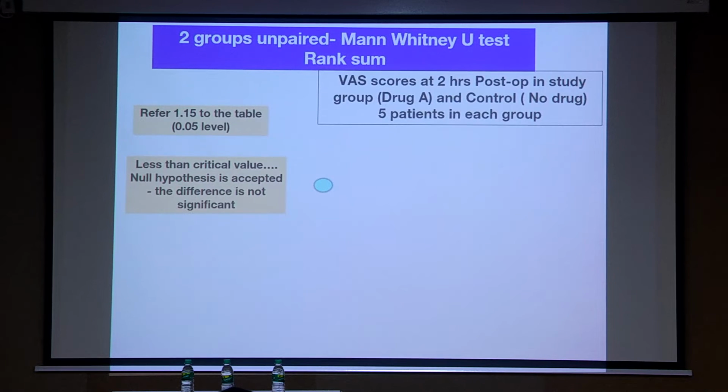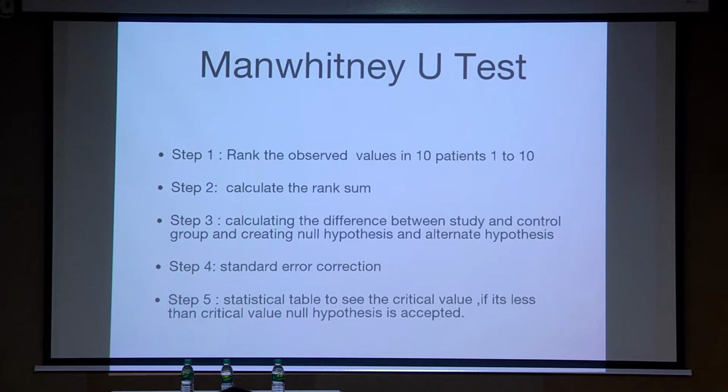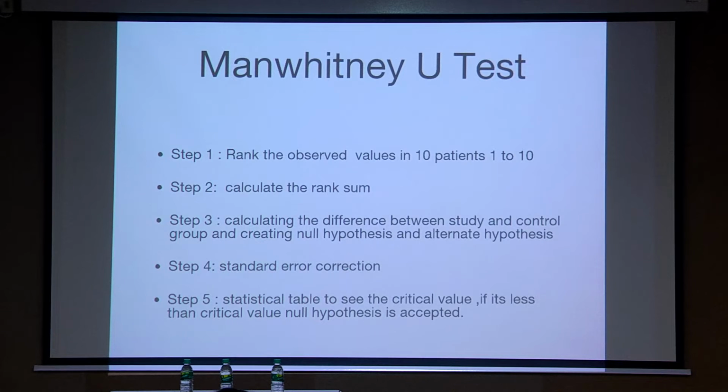So this is a summarizing slide. First step, you rank the observed values in the patients from 1 to 10. Step 2, you calculate the rank sum. Step 3, you calculate the difference between the study and the control group and create the null and alternate hypotheses. The null hypothesis means there is no difference between the control group and the study group; the drug has no effect. The alternate hypothesis means it has an effect.